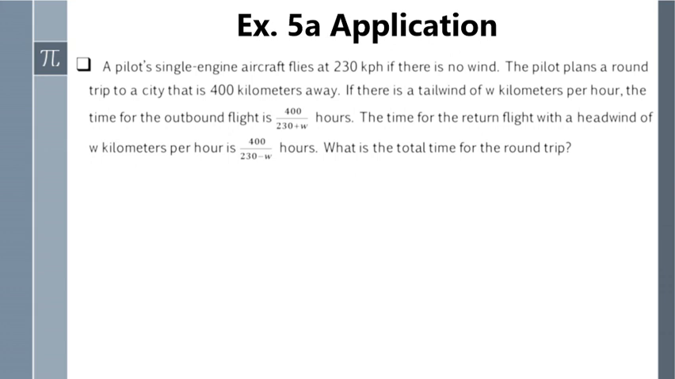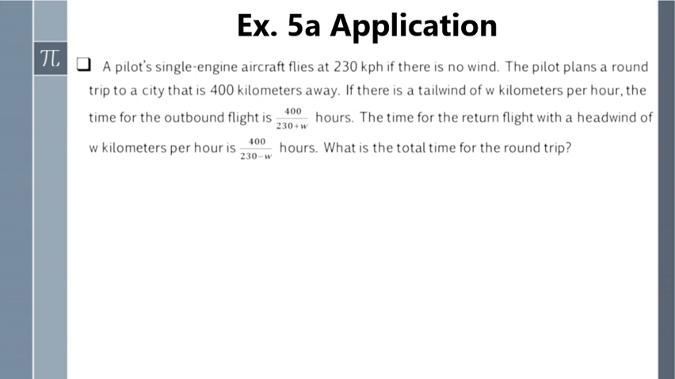It says a pilot's single-engine aircraft flies at 230 kph. If there is no wind, the pilot plans a round trip to a city that is 400 kilometers away. If there's a tailwind of W kilometers per hour, the time for the outbound flight is 400 over (230 plus W) hours. The time for the return flight with a headwind of W kilometers per hour is 400 over (230 minus W) hours. What is the total time for the round trip?